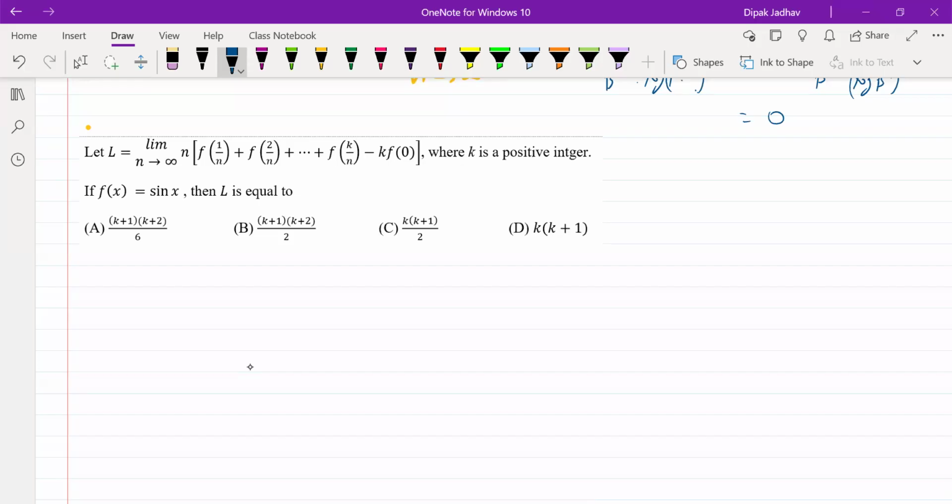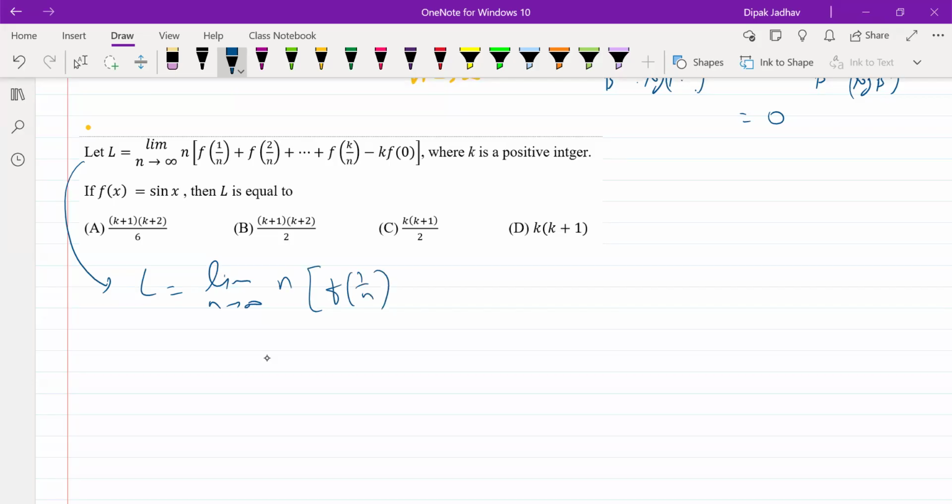This problem looks like a problem of computing limit, but it's not actually. It is a problem of computing limit, but may not be the limit of a sequence. It is the limit of something else. Let's try to understand this. What is this? Limit n tends to infinity.